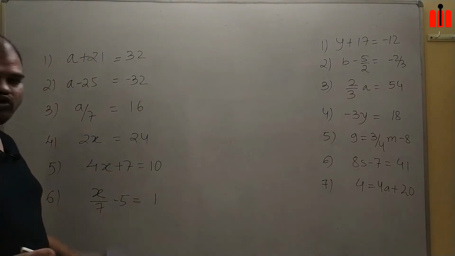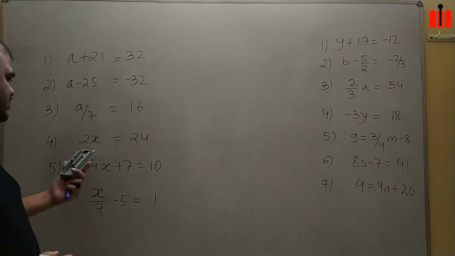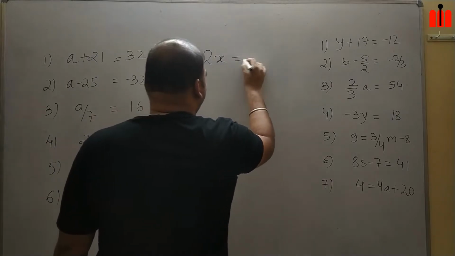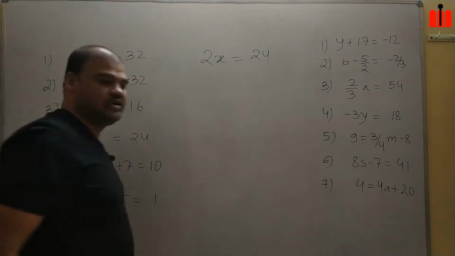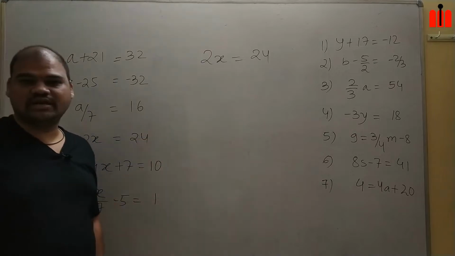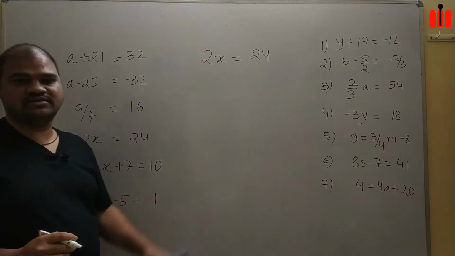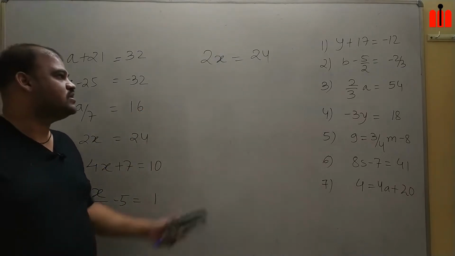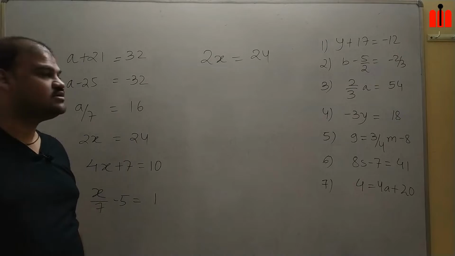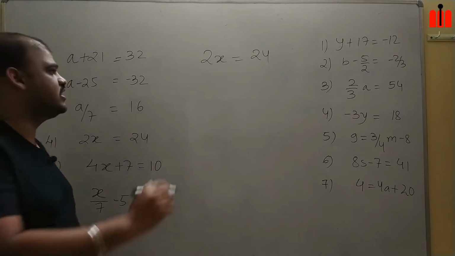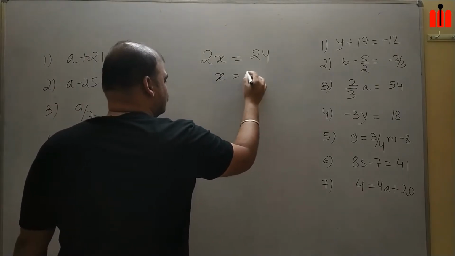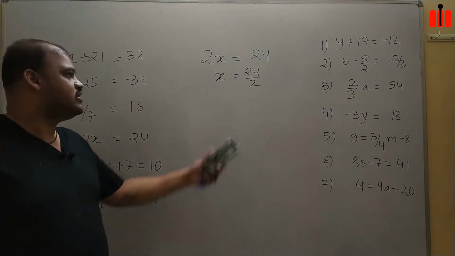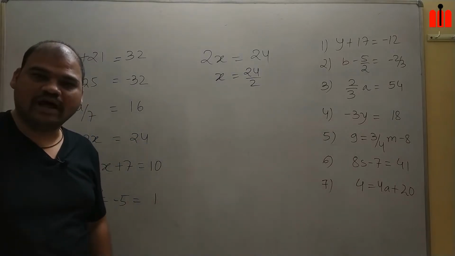Now let's move on to the fourth problem. The fourth problem is 2x equal to 24. Here 2 is in multiplication with x. There is no symbol over here, nothing over here, that means it is in multiplication. So 2 is in multiplication with x. Once it goes to the RHS, x will be equal to 24 by 2. Are you getting it?